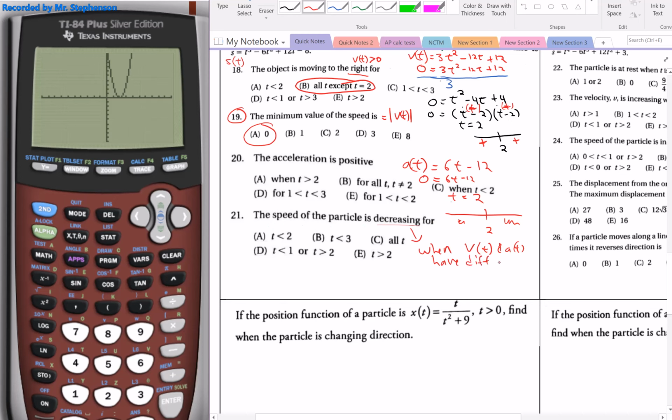Because this is where they're opposite signs. This is where the acceleration is going to be pushing against the velocity, slowing it down, right? So it's going to make the speed slower.